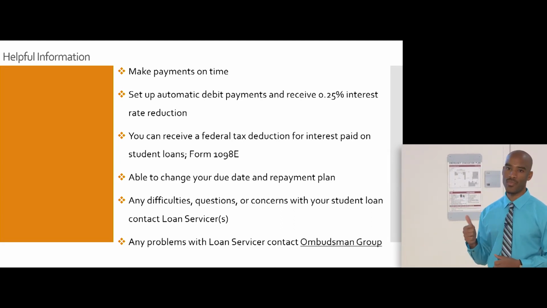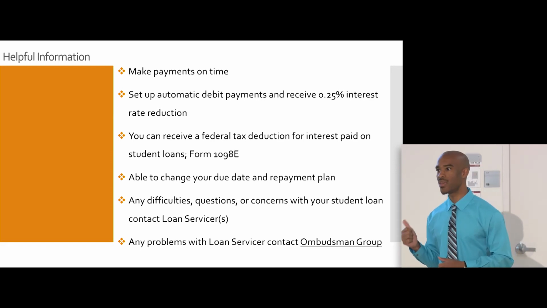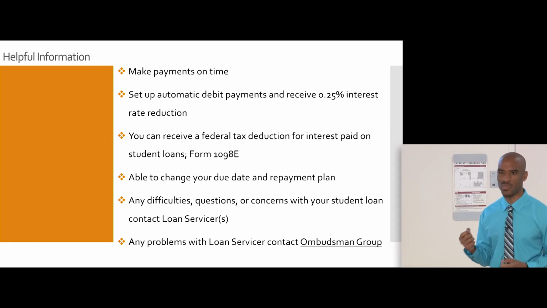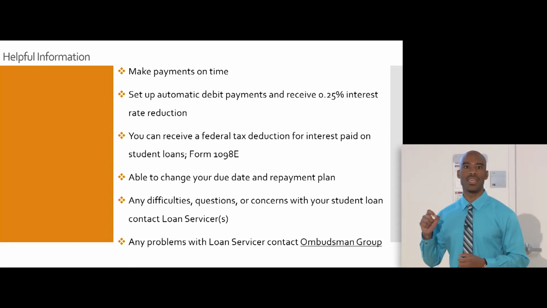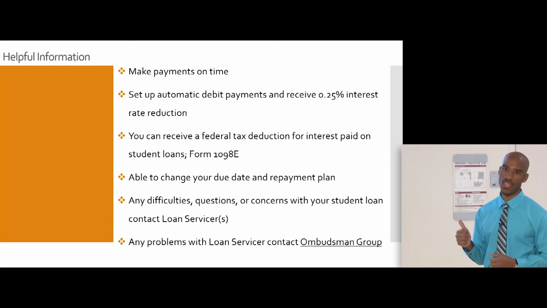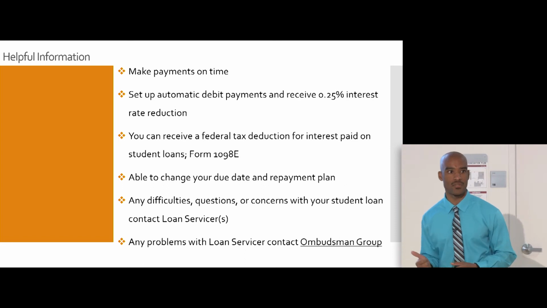When you do set up automatic payments, you will receive a 0.25 interest rate reduction, and that will pay your loans off faster. Even though a lot of people say, that's so small, it helps. Every little bit helps. Also, you can receive a tax deduction from the interest paid.